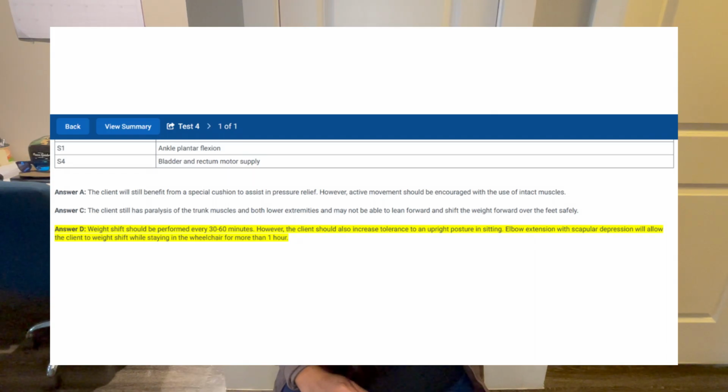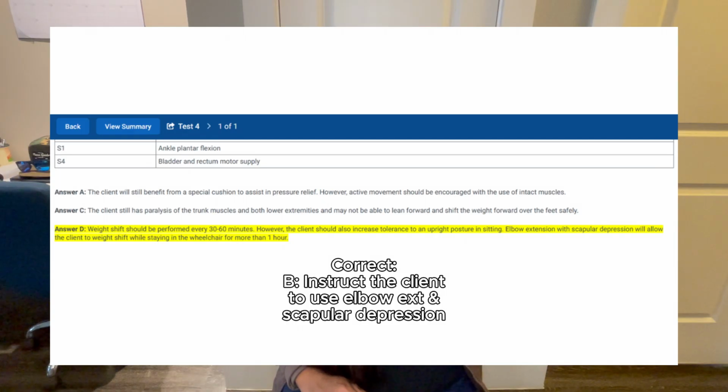And also here it states elbow extension with scapular depression will allow the client to weight shift while staying in the wheelchair for more than 1 hour. Perfect. Yes. If they still have function of that elbow extension and of the scapular depression, they can still move slightly left to right versus moving forward, which is the unsafe movement. So yeah, that's why answer B was the correct answer.